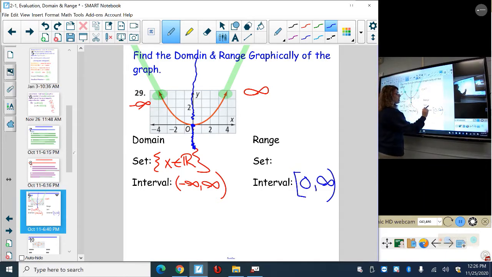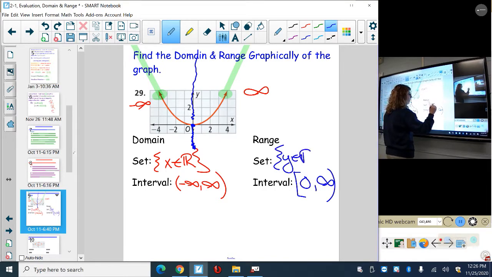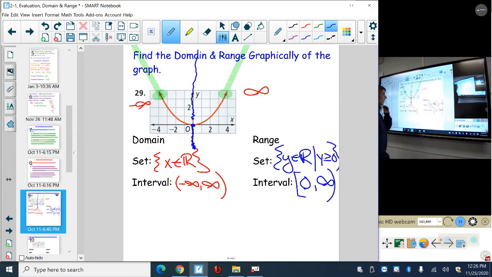Well, what do I say, another way? It can be any y value as long as it is what? Well, I'm going to say it's in my real number system, and it can be anything as long as it is greater than or equal to 0. Okay?